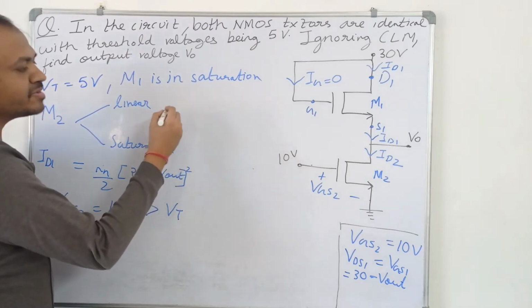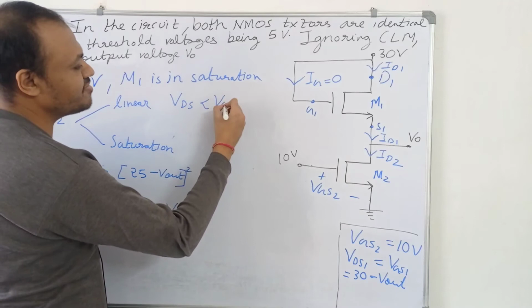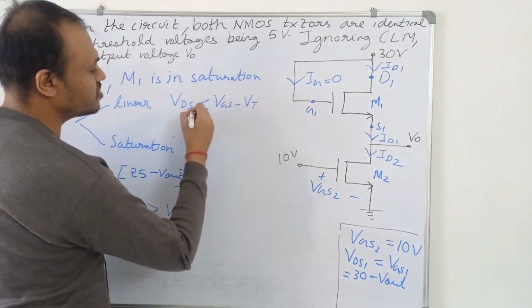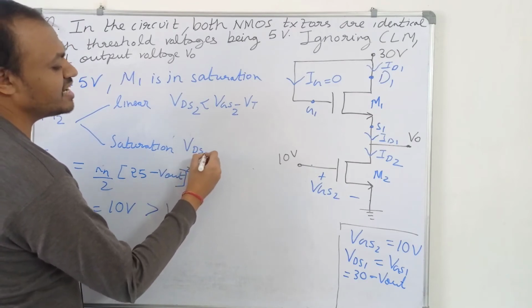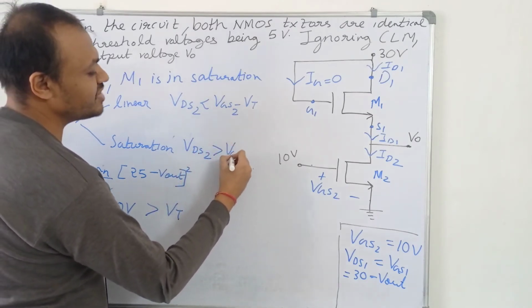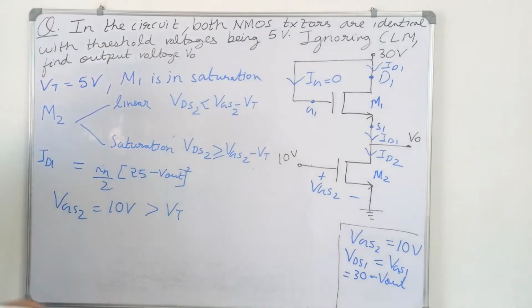So the condition is that VDS must be less than VGS minus VT. So VDS2 must be less than VGS2 minus VT. This is the condition for the linear region. And for saturation, VDS2 must be greater than or equal to VGS2 minus VT.